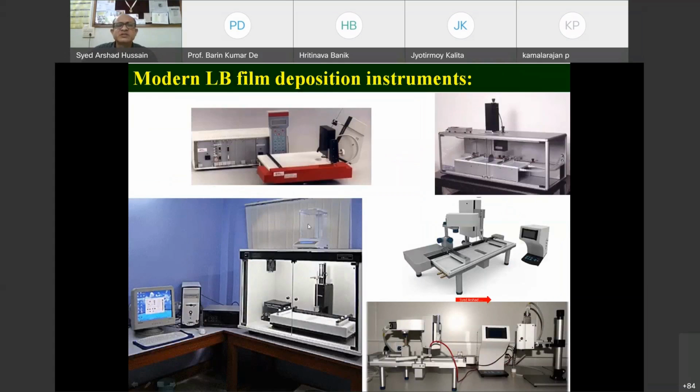These are some instruments. You can see the LB instruments. These are now very modern systems with computer control. One can prepare the layer on the water surface here, then one can deposit. Okay, so we will discuss step by step.